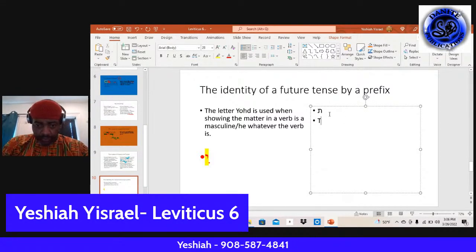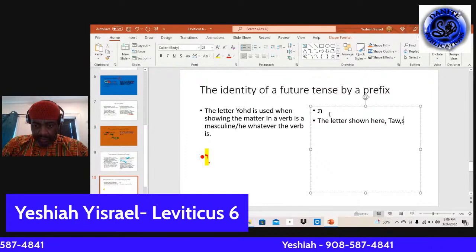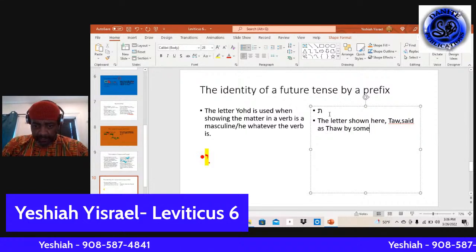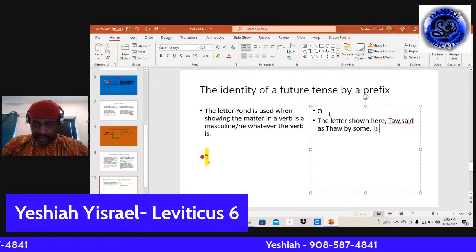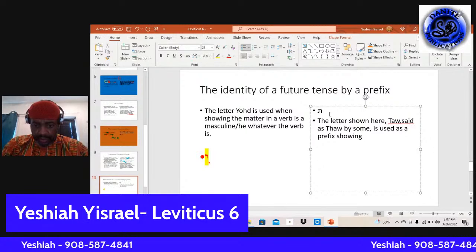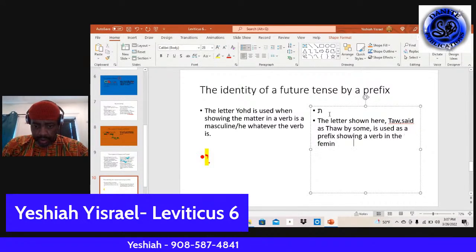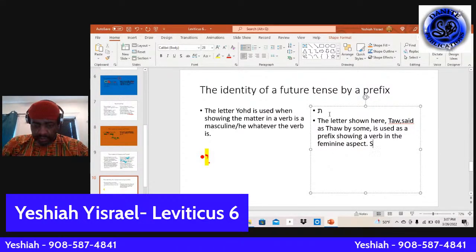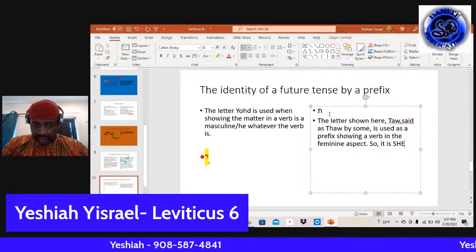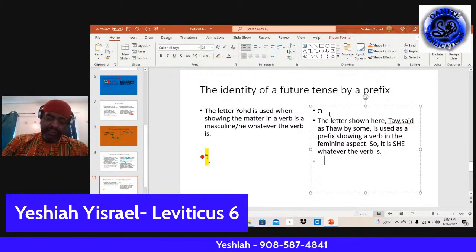And let's take some notes, or make some notes. The letter shown here, tau, said as "thou" by some, is used as a prefix showing a verb in the feminine aspect. So it is "she," whatever the verb is.